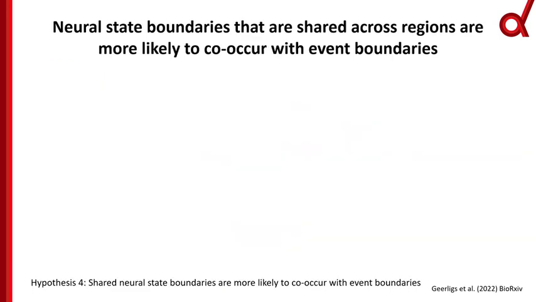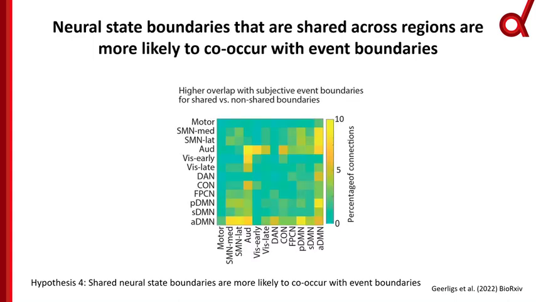And finally, we looked at whether those neural state boundaries that propagate upward in the hierarchy, so the ones that are shared across regions, would also be more likely to co-occur with event boundaries. We tested this for all these networks that we identified, so these are connections between networks. And we found that the boundaries that were shared were indeed more likely to also be perceived as event boundaries. But this was particularly true for the auditory network and the anterior default mode network.